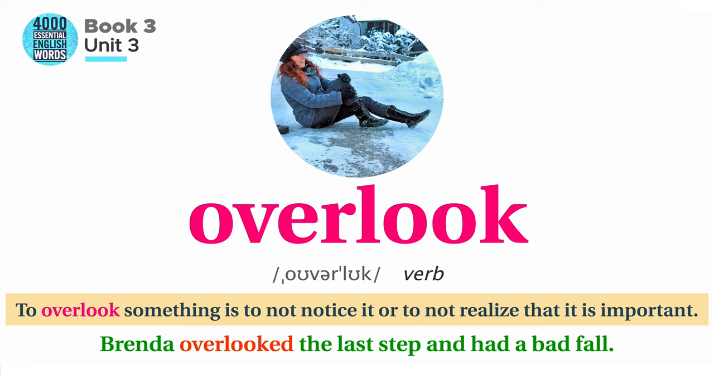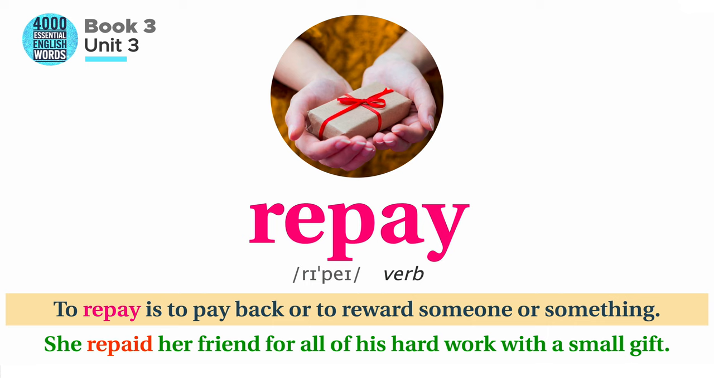Overlook. To overlook something is to not notice it, or to not realize that it is important. Brenda overlooked the last step and had a bad fall. Repay. To repay is to pay back, or to reward someone or something. She repaid her friend for all of his hard work with a small gift.